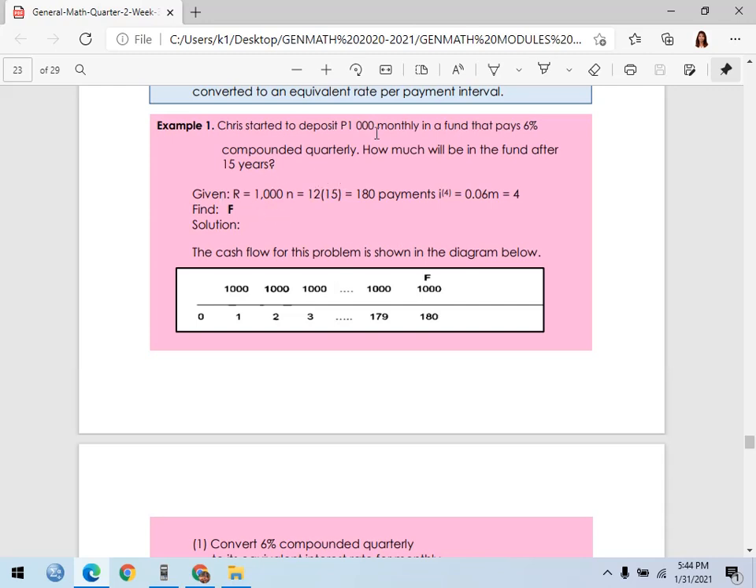So, look at this problem. R, or the regular payment, is 1,000. N is 12 times 15. Why 12 times 15? We have monthly siya magbabayad, no? Times 15 years. So, 12 times 15 is 180. Next, I is 6% or 0.06. M is 4 because it is compounded quarterly. Find F.